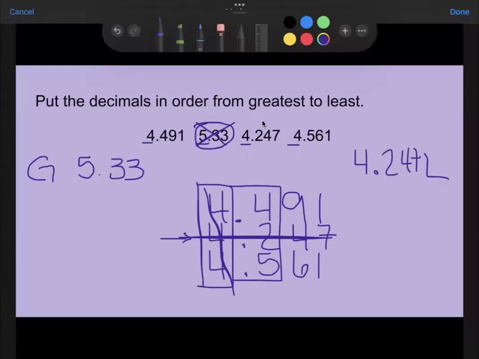Between the 4 and the 5, 5 is greater than the 4, so this one would be next, 4.561 on the greater side, and then this one would be 4.491 right there in between the 5 and the 2. So this is the order from greatest to least.